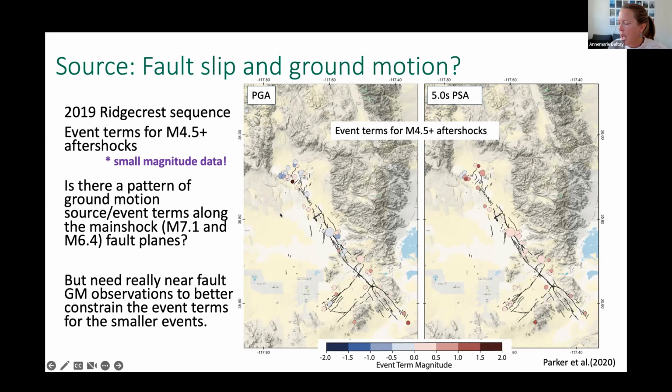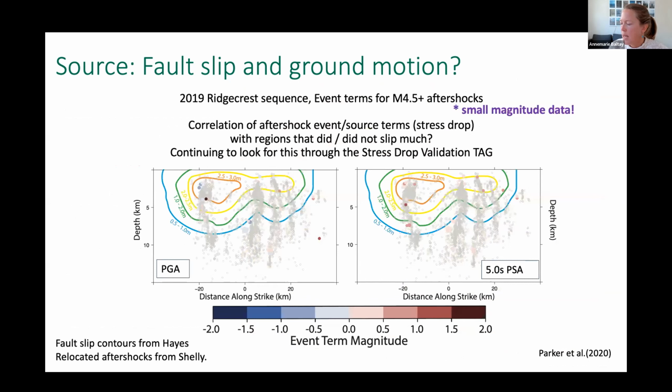But I think really to answer these questions, we still, again, need to be able to better constrain the event terms near fault and have a higher density of instruments. This is the same idea, but just flipping the view, again looking at the PGA and PSA 5 second, and now looking at a depth slice along strike of the magnitude 7.1. And this was done pretty early after the event, but this was a main shock fault slip contours from Gavin Hayes, shown in the colored contours.